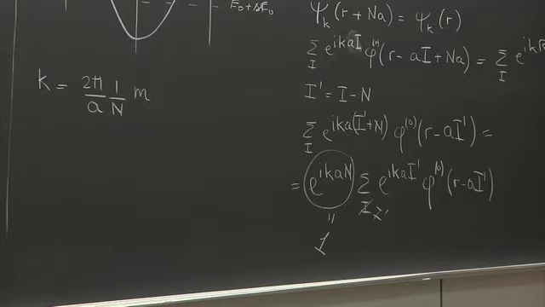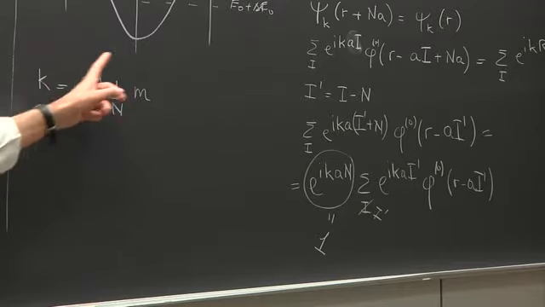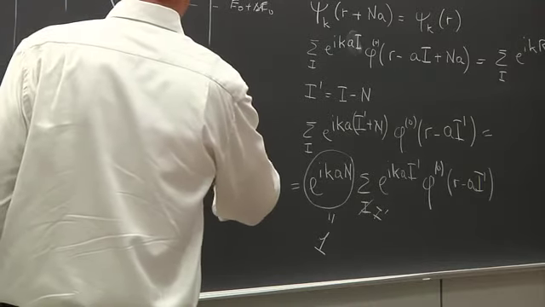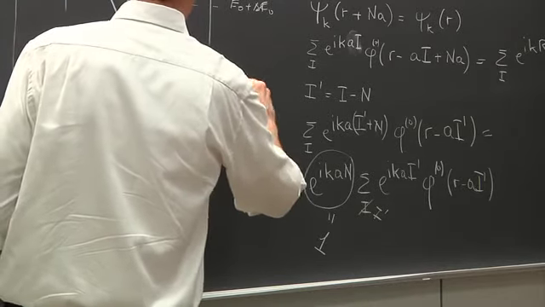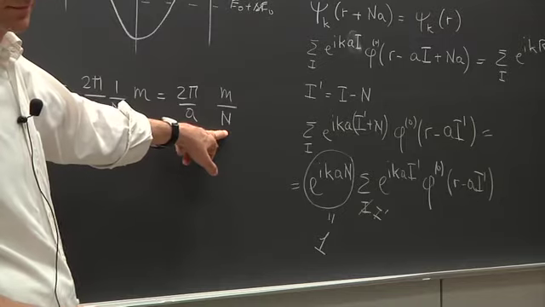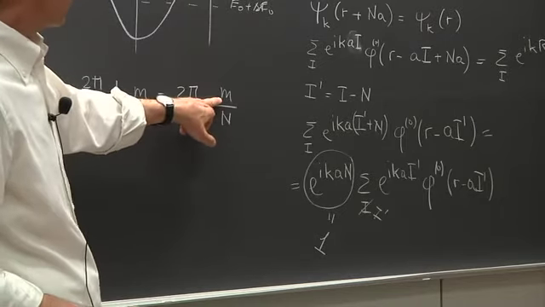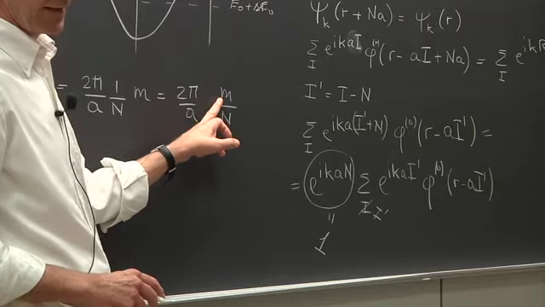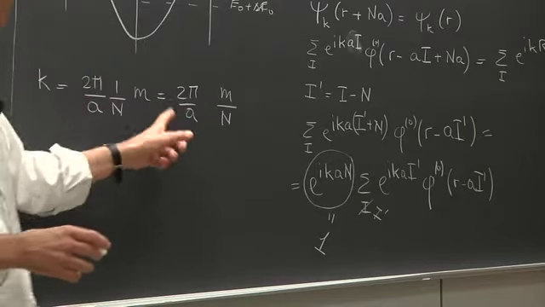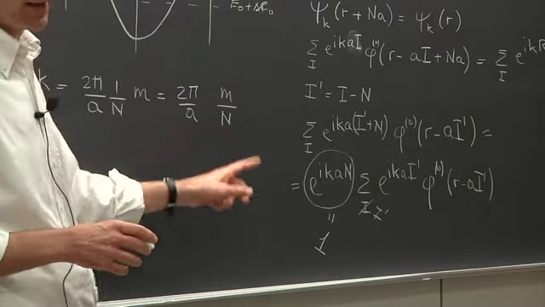But k, according to my initial theory, had to be restricted to minus pi over a and pi over a. And now I'm just imposing that k, in addition to this, must also take these particular values. Notice, I can also write this as 2 pi over a m over n. And remember that capital N is a very large number. So essentially what I'm doing here is discretizing k in small bits, in small slices, the width of which is 2 pi over a divided by capital N.